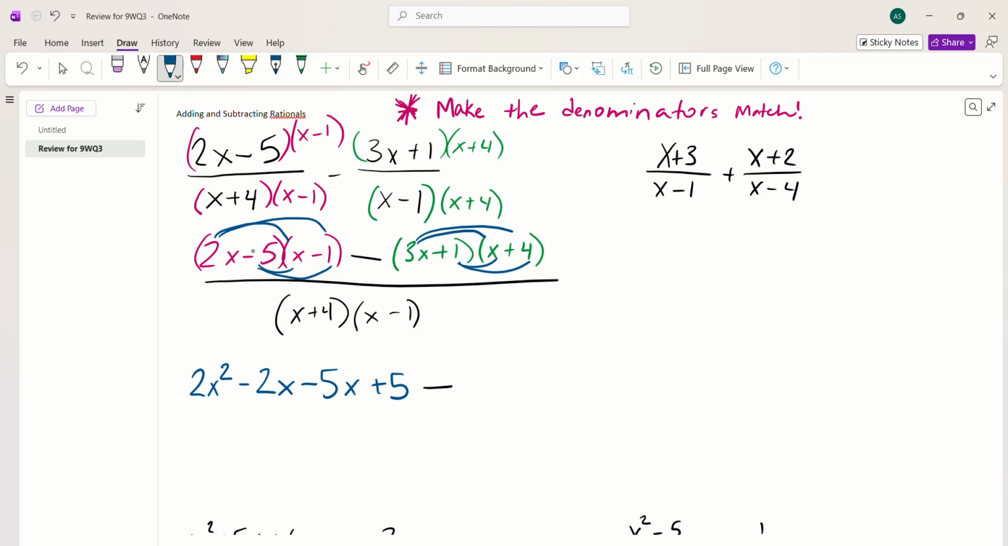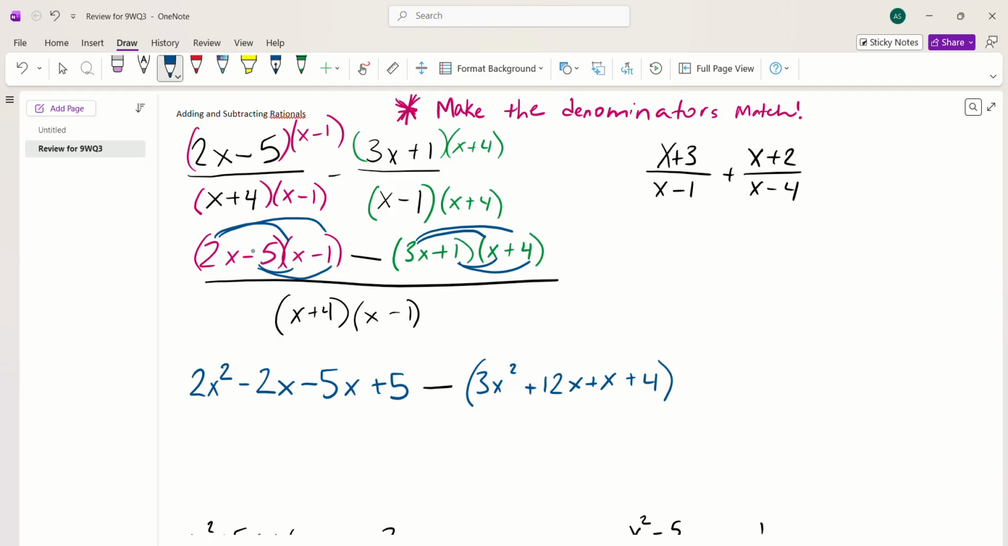And when I distribute this, I get 3x times x. That's 3x squared. 3x times 4 is 12x. 1 times x is x. And 1 times 4 is 4.